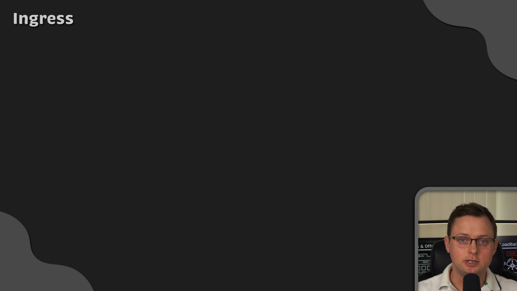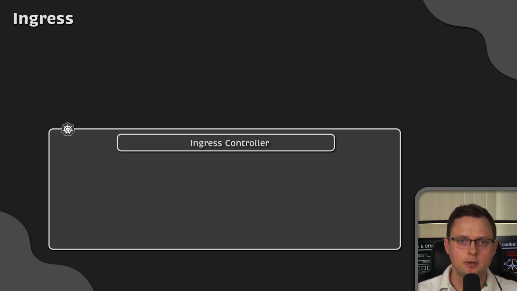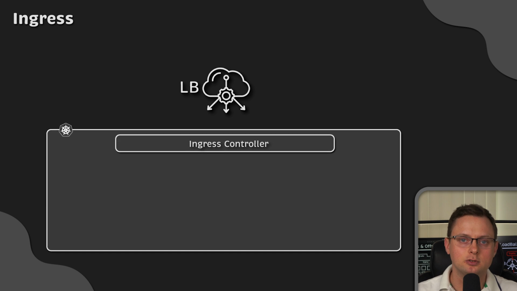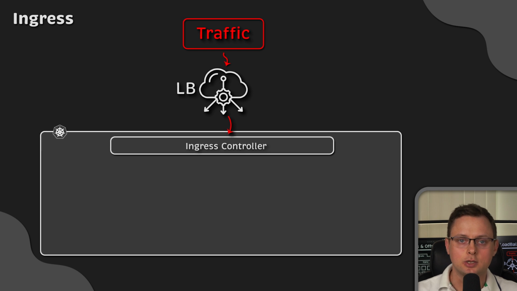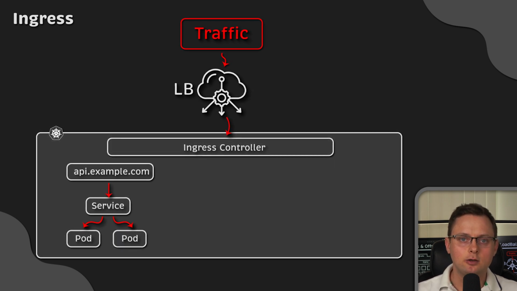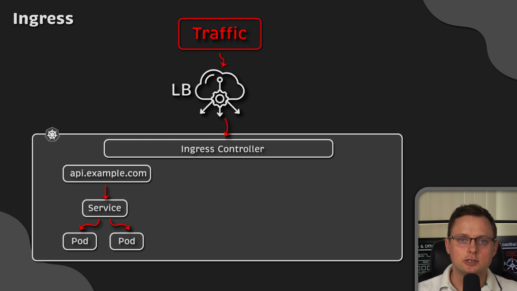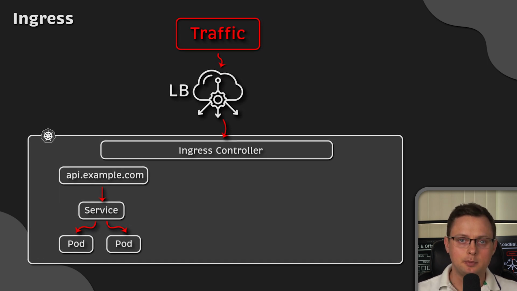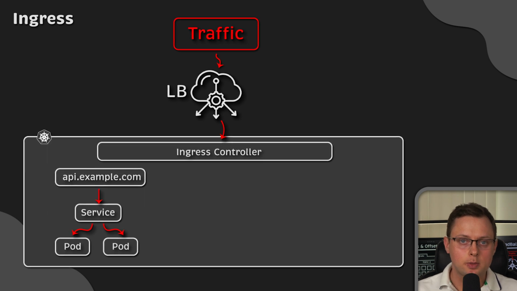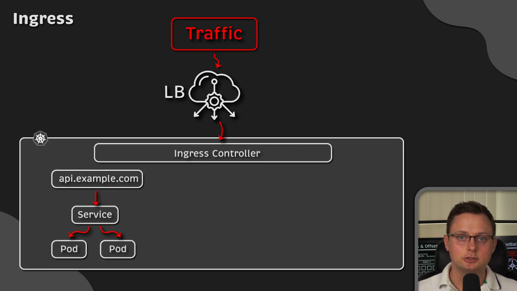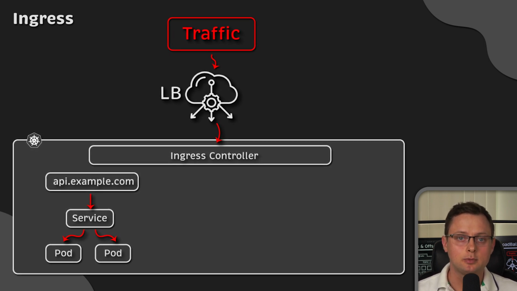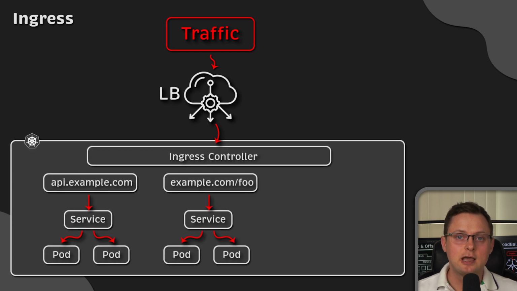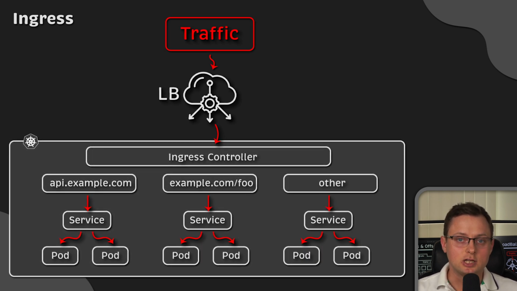Now, the last type is Ingress. However, it's not a service type. Instead, it sits in front of multiple services and acts as a smart router or entry point into your cluster. You can do many different things with Ingress, and there are many types of Ingress controllers, each with their own capabilities. Ingress allows both path-based and subdomain-based routing to backend services. For example, you can route everything on api.example.com to API service and everything under the path example.com/foo to the foo service.